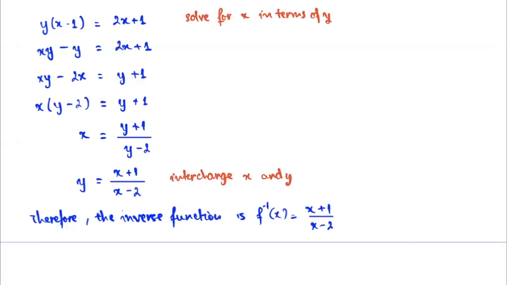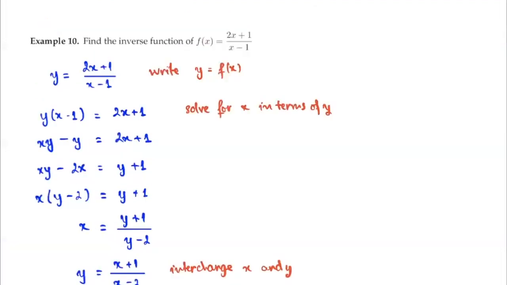Now, if you are extra careful, you can find the domain of these rational functions, and the domain of the inverse is all real numbers except 2. And it would be very good if you find the domain of the original function as well. So in this case, the domain of f is all real numbers except 1. All right. So this is finding the inverse function of a rational function.